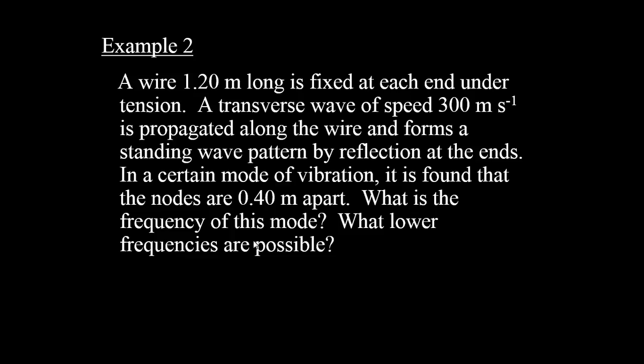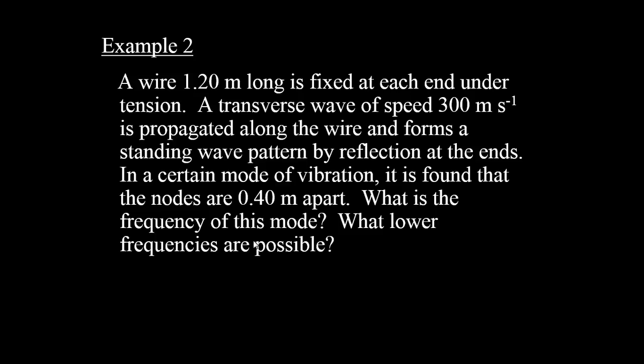Okay, in this example, you're given a wire 1.2 meter long, fixed at each end under tension. A transverse wave of speed 300 meters per second is propagated along the wire and forms a standing wave pattern by reflection at the ends in a certain mode of vibration. You are not told whether it's mode 1, 2, 3, 4 or any other number. It is found that the nodes are 0.4 meter apart, meaning half lambda will be 0.4. What is the frequency of this mode? What lower frequencies are possible?